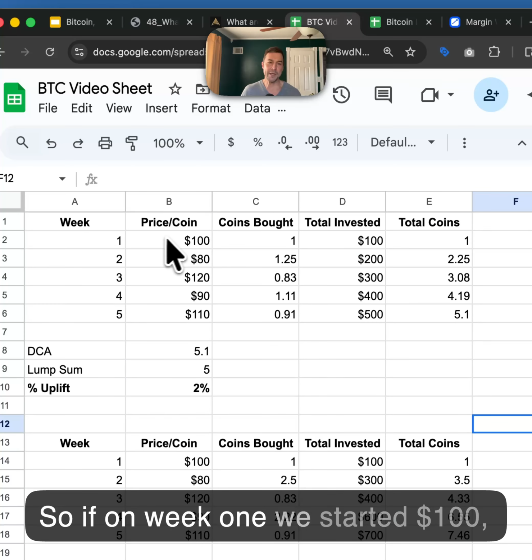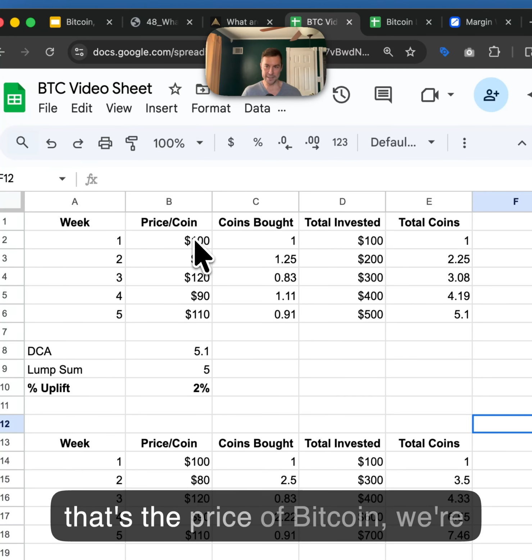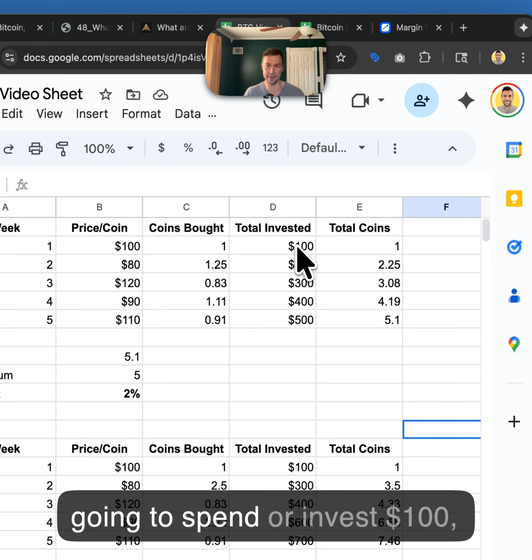So if on week 1, we start at $100, that's the price of Bitcoin, we're going to invest $100. We're going to buy 1 coin. Very, very straightforward. But if the price of Bitcoin goes down to $80, we're still only going to put in $100, from 100 to 200 here, but we would buy 1.25, which is great because the price is a little bit lower. If the price goes up to 120, we buy 0.83 Bitcoin. But again, we're only putting in $100 every week, regardless of price.